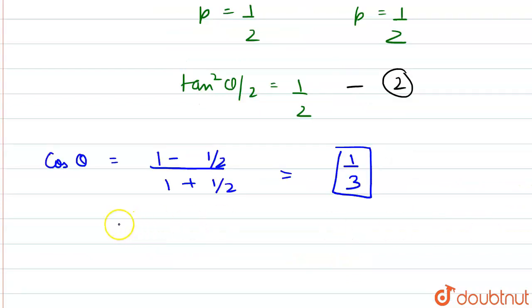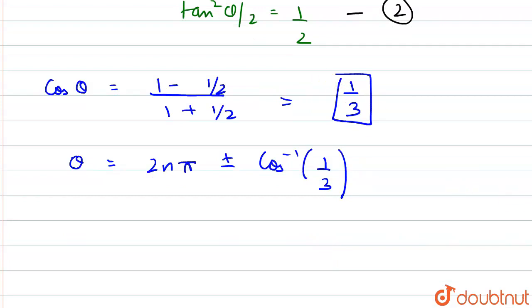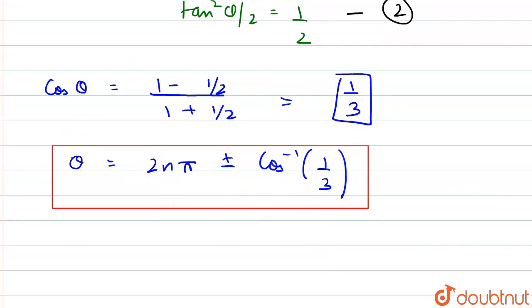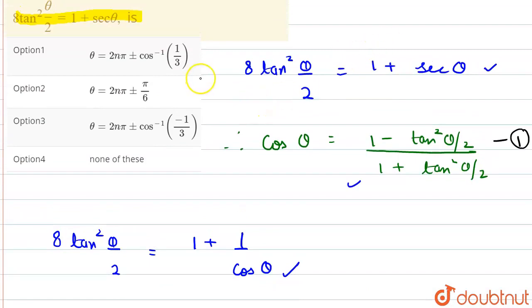So if I take the general solution, I will get theta equal to 2n pi plus minus cos inverse 1 by 3, right? So this is the final solution of theta, and this is our required answer. So if we look in the options above, we will find that option 1 is the correct answer.